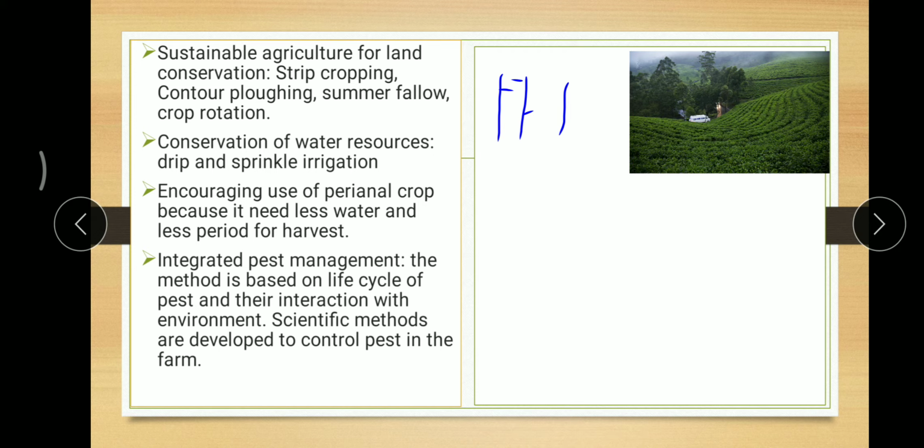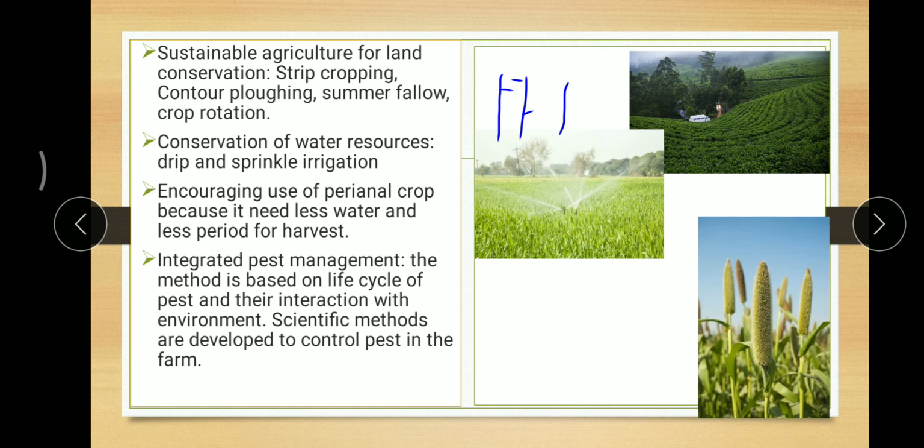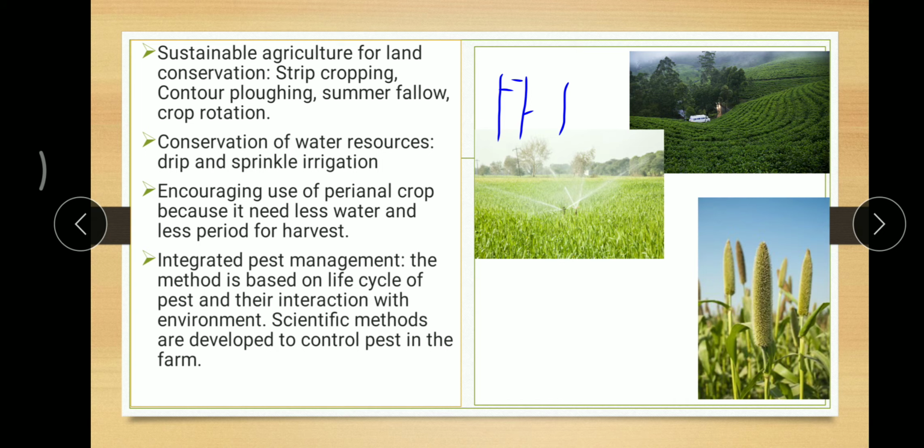The next option is crop rotation. What is crop rotation? See, in India, a farmer can take multiple crops in the same land. In the same land, he can go for different crops in every season.